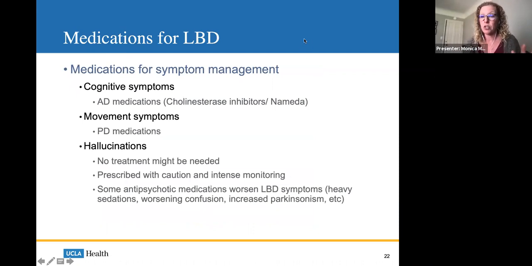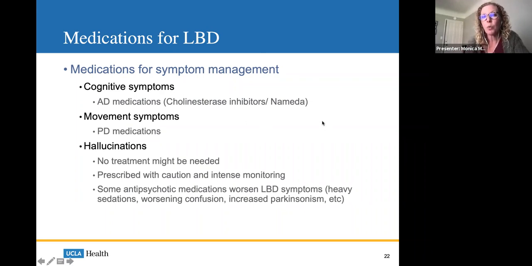Medications for Lewy body dementia. So Lewy body dementia is one of those where there are no medications specifically FDA approved for Lewy body, but they would pull from the same Alzheimer's disease medications for any cognitive symptoms. Those are the cholinesterase inhibitors, your Exelon, your Aricept. And then there's another classification of drugs, your Namenda. So that would be more for your cognitive symptoms. And then for movement symptoms, they would prescribe Parkinson's medications.